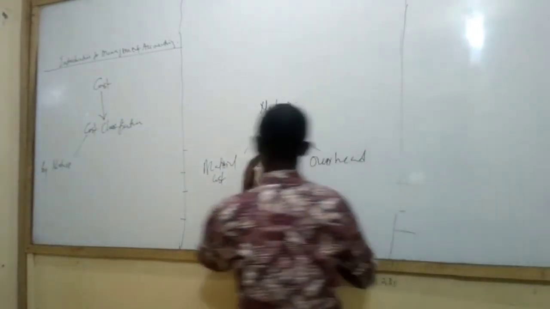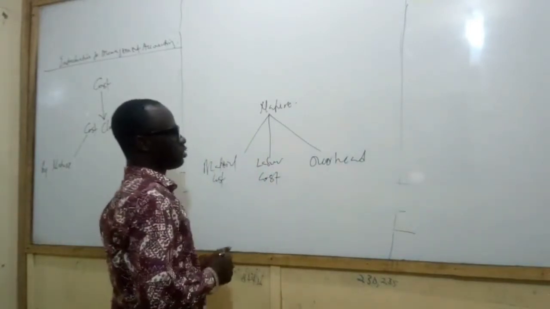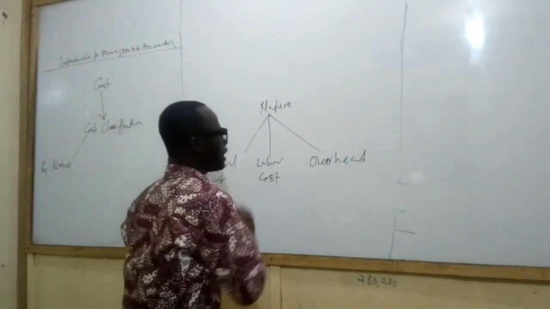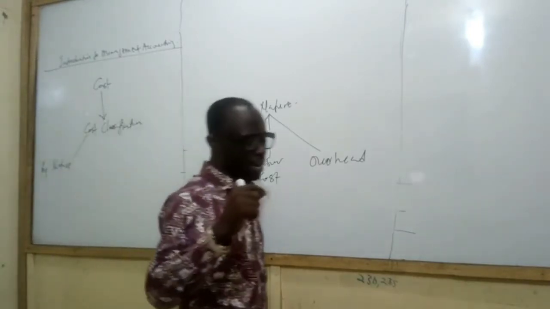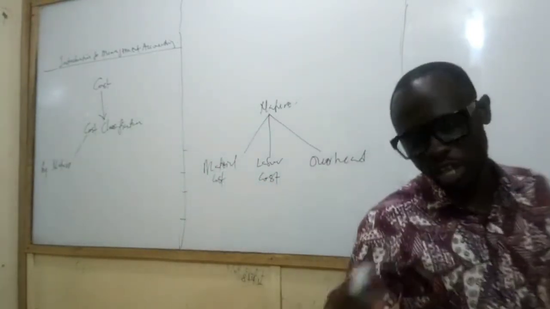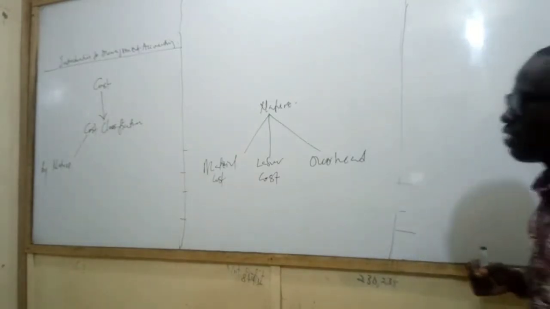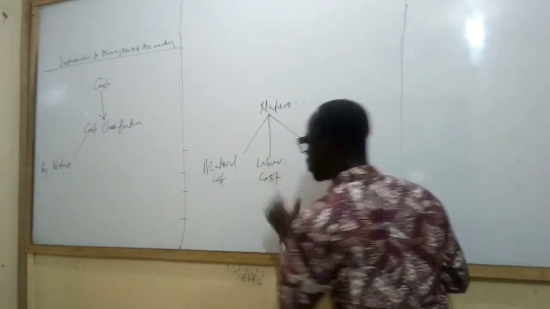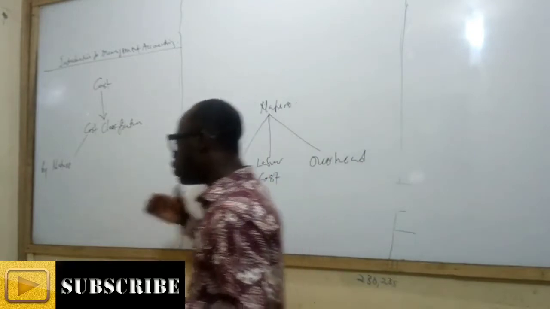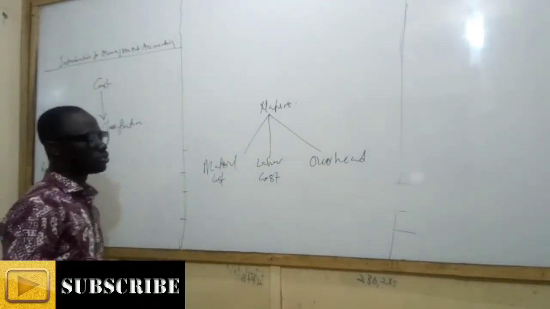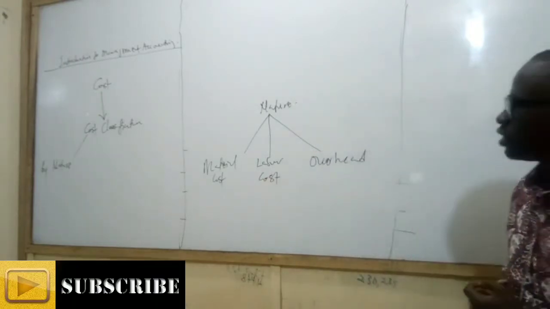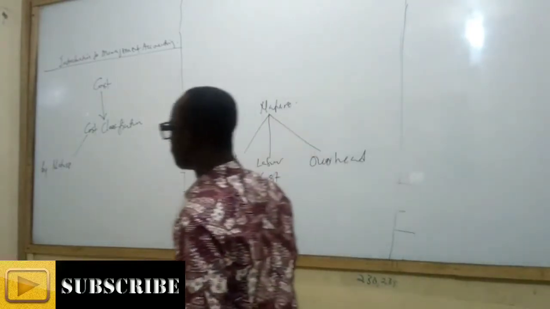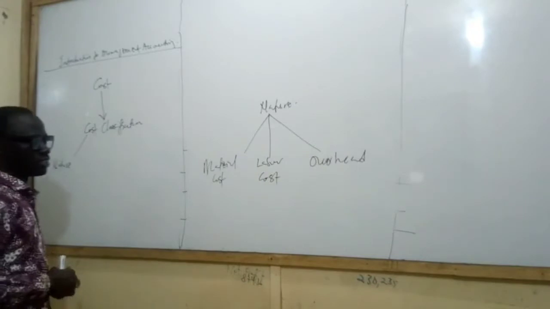Then we come to the second one, labor cost. What is labor cost? It is the cost of human efforts used in the production of goods and services.